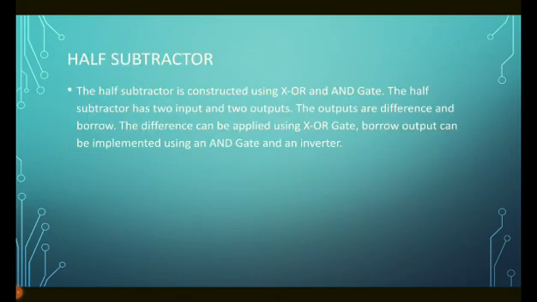Half subtractor. The half subtractor is constructed using XOR and AND gate. The half subtractor has 2 inputs and 2 outputs. The outputs are difference and borrow. The difference can be implemented using XOR gate. Borrow output can be implemented using AND gate and an inverter.